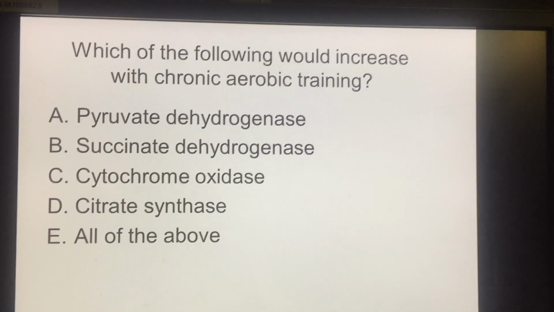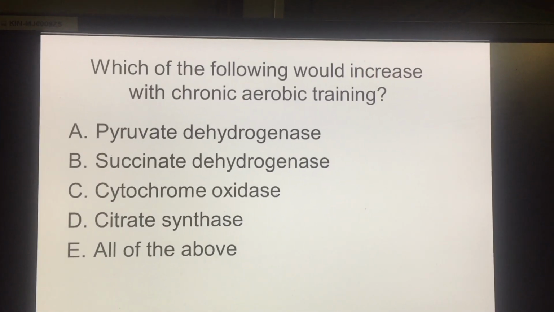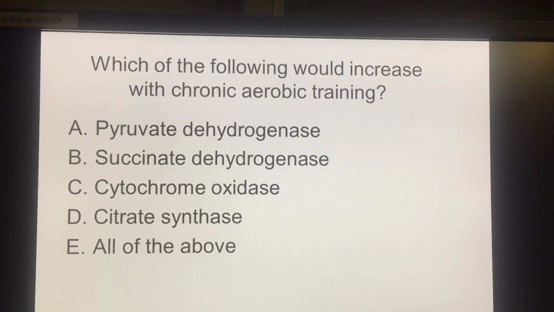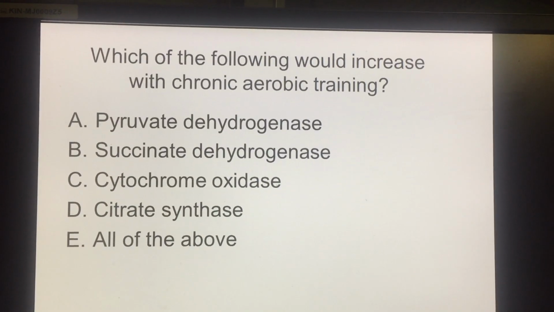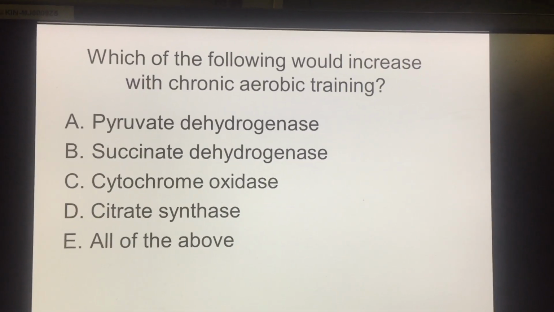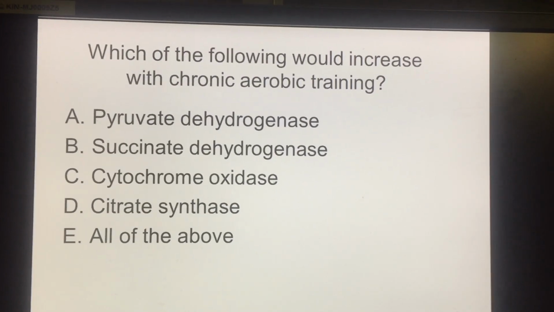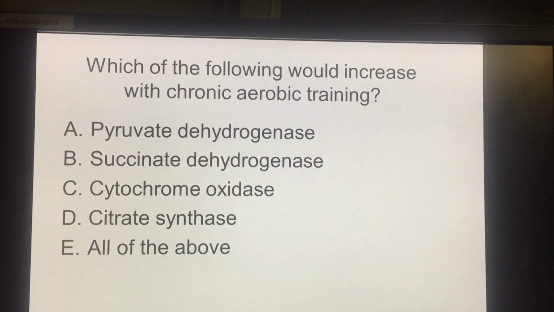Which of the following would increase with chronic aerobic training? So your best answer here would be all of the above. And it's all of the above because these are all mitochondrial enzymes. So with aerobic training, your mitochondria increase in size and number, and the enzymes that they contain will also increase.